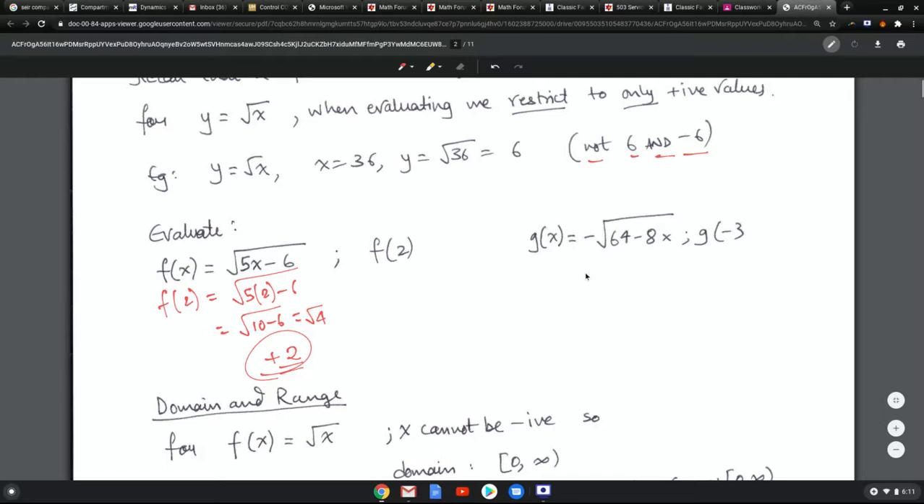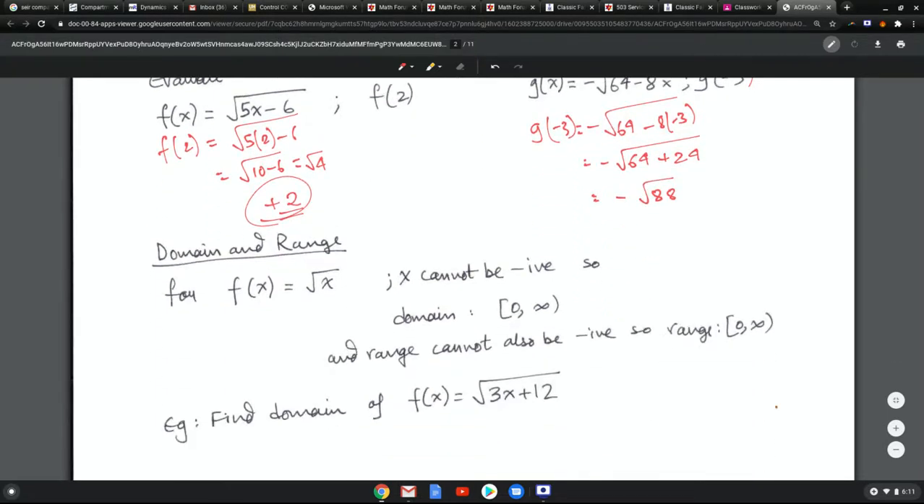Now here the negative sign is outside, so I have to be careful. g of negative 3 is going to be minus the square root of 64 minus 8 times negative 3. So I retain the negative sign outside. This is plus 24. Is that correct? Yeah, that's correct. So it's negative of the square root of 88, and I can let it be as it is.